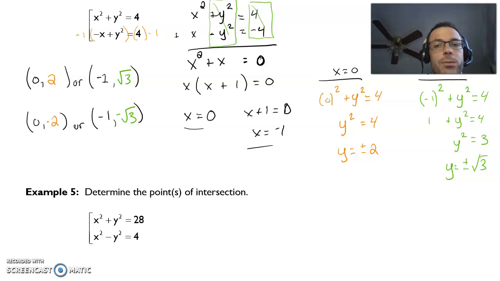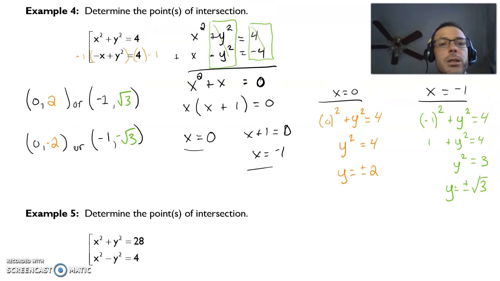Let me review that real quick here. We found two possible values for x, but each value of x had two possible values of y, meant we had four possible solutions to this, and that's because these are not just lines, so they could intersect in more than one place. These possibly actually do intersect at 4 different locations on the coordinate plane.